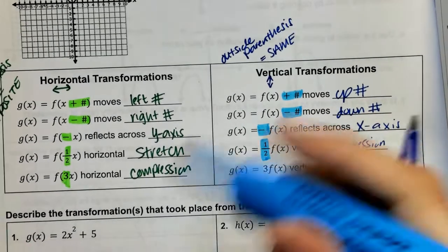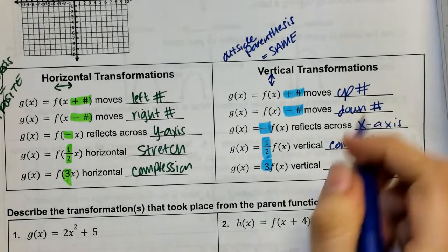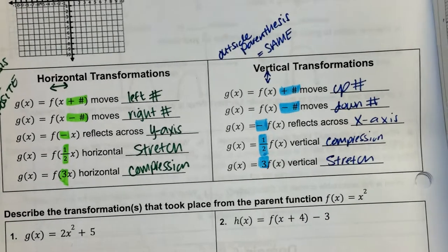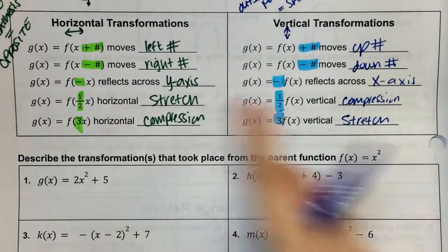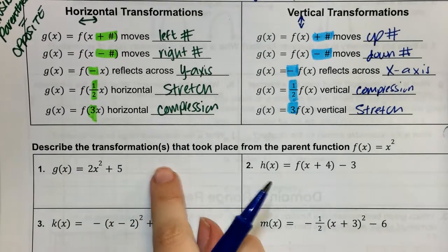And whole numbers would make it bigger. And it's exactly as it seems, the same. So it is a vertical stretch. So these are all my horizontal and my vertical transformations. So we look to my first example.